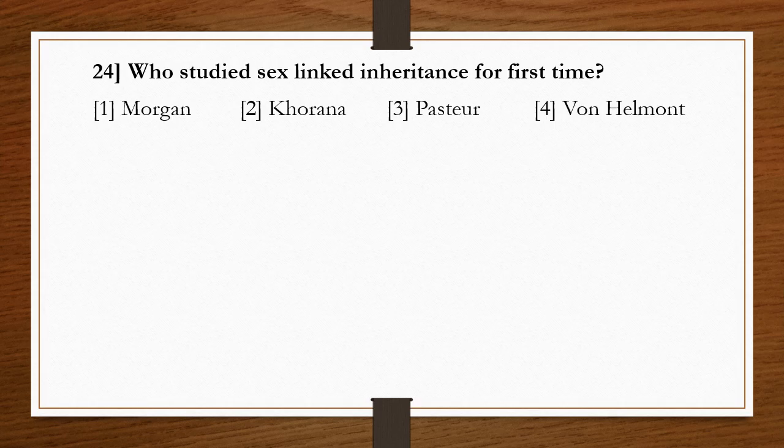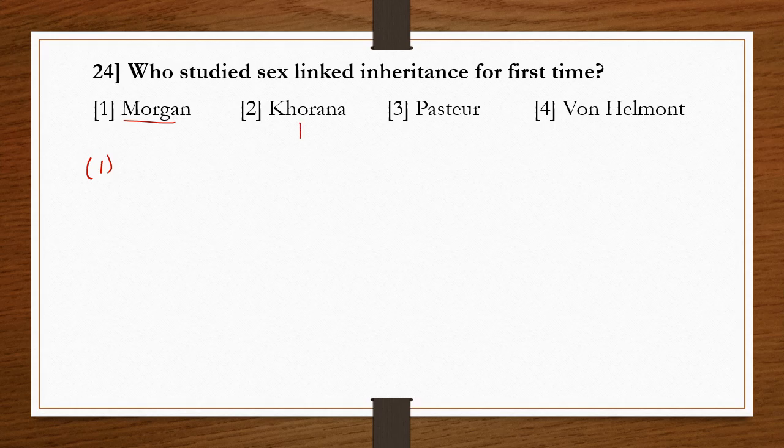Question number 24. Who studied sex-linked inheritance for the first time? Options: 1, Morgan; 2, Corona; 3, Pasteur; 4, van Helmont. We know very well that Morgan studied sex-linked inheritance for the first time by using Drosophila. So the correct answer is option 1.